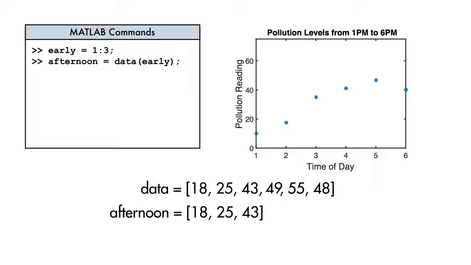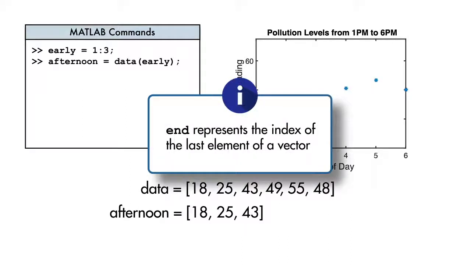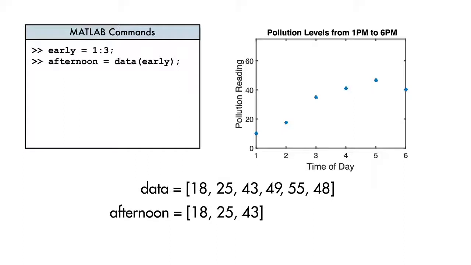This dataset is pretty small, but in many applications, we don't know the exact size of our dataset, only that we want to look at the last elements of it. No problem. We use the end keyword to reference the last index of a vector. We can even do arithmetic with the end keyword to access elements close to the end of a vector. End minus 1, and end minus 2 are the indices of the last 3 elements.